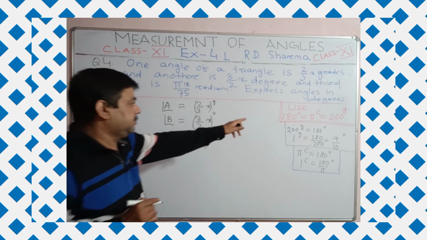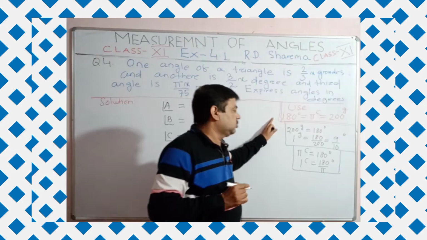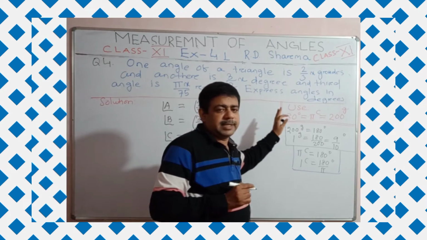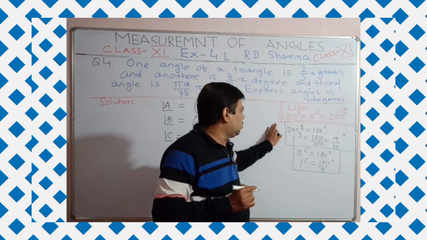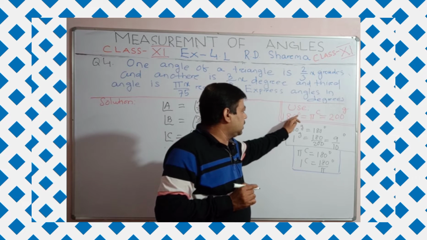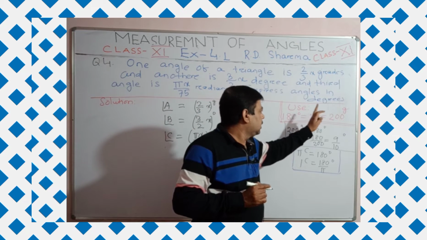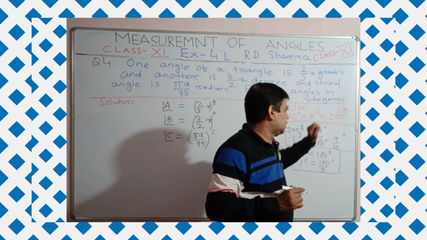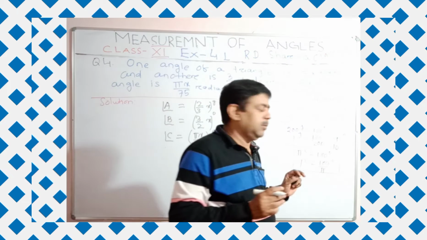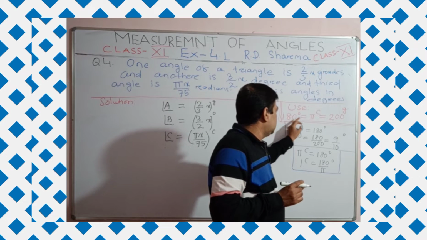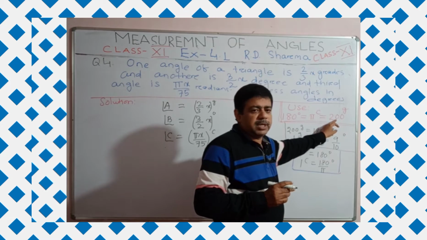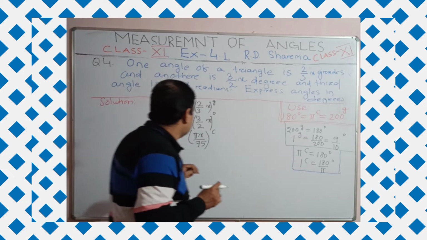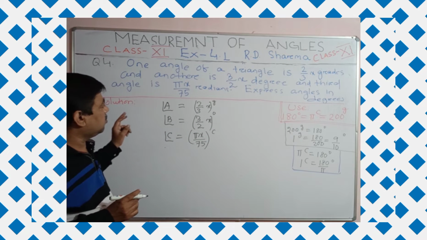Using the relationship which you already know, which is already discussed, we know the relationship among degree, radian and grade. What is the relationship among them? 180 degree is equal to pi radian is equal to 200 grade. Understand or not? Okay, so here we are converting.